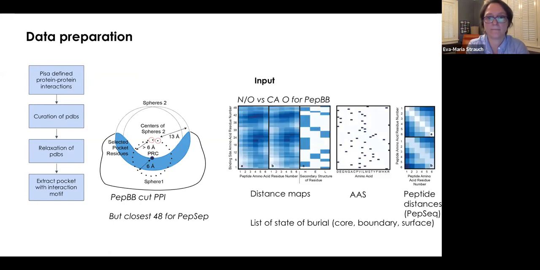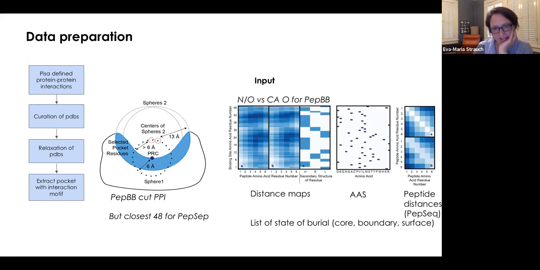And then here's a rough overview of the input we have. So we have, not surprisingly, distance maps and secondary structure information that we keep, as well as amino acids that are used for training. And so for the sequence prediction, we also have the interdependence within the peptide piece, the ligand part itself.